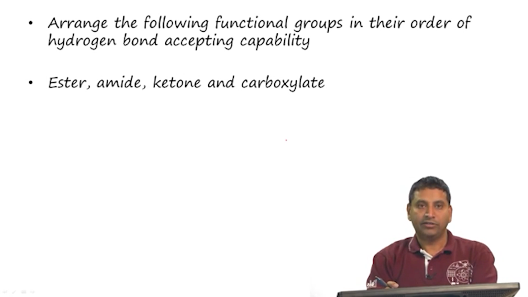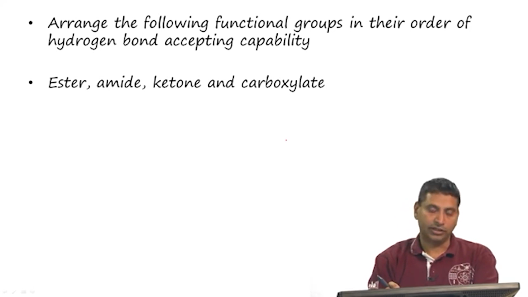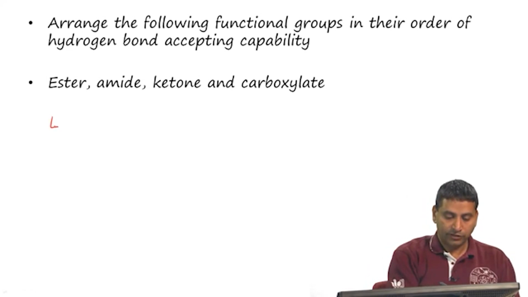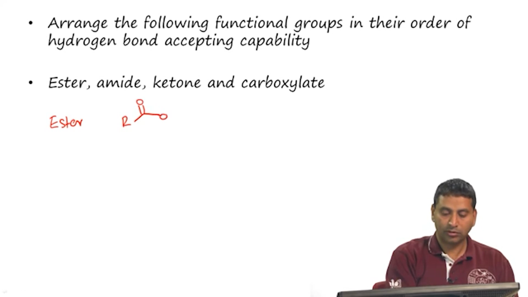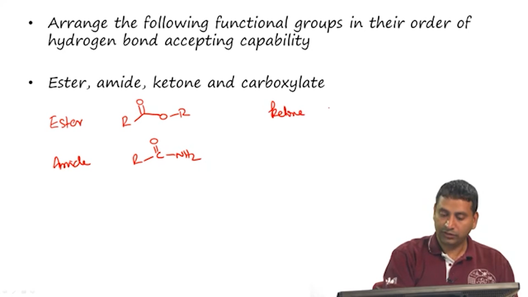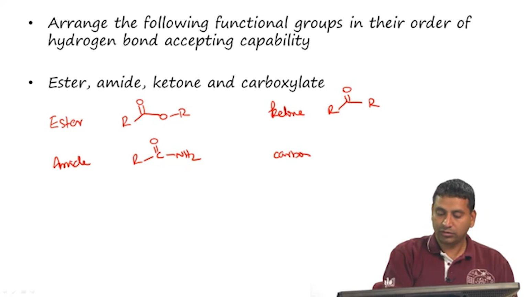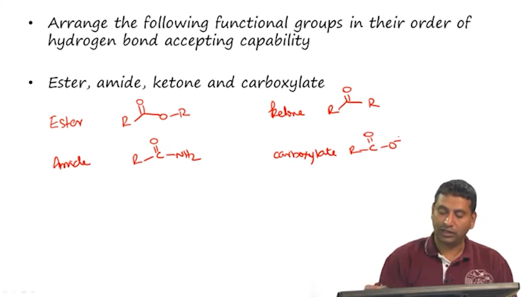Next question is, arrange the following functional groups in their order of hydrogen bond accepting capability, which is ester, amide, ketone and carboxylate. So, first let us draw the structures of these. Ester is R, C double bond O, O R. Amide is R, C double bond O, NH2. Ketone is R, C double bond O, R, and carboxylate is R, C double bond O, O minus.